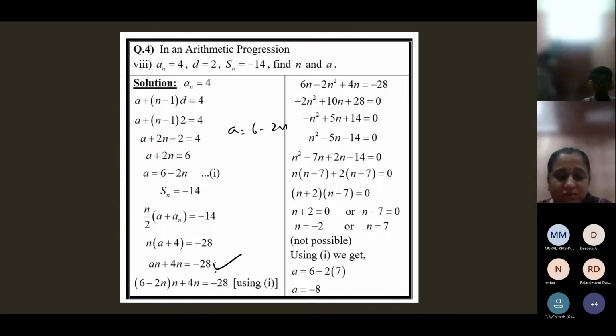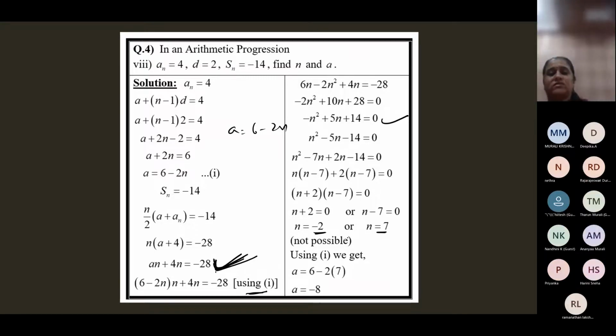After you come to this step, you go back here and include this next step: A is equal to 6 minus 2N, and you call it 1. And you substitute that in the second equation using 1. You get a quadratic equation, and N is equal to minus 2 or N is equal to 7. This is quadratic, you know how to solve it.